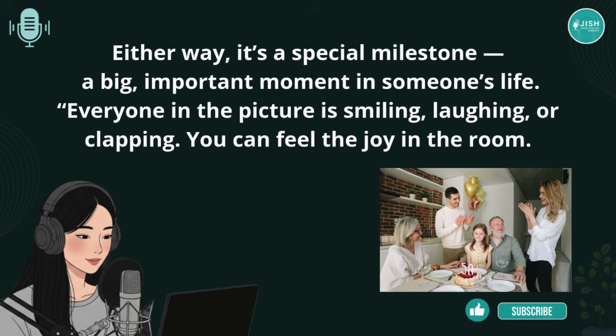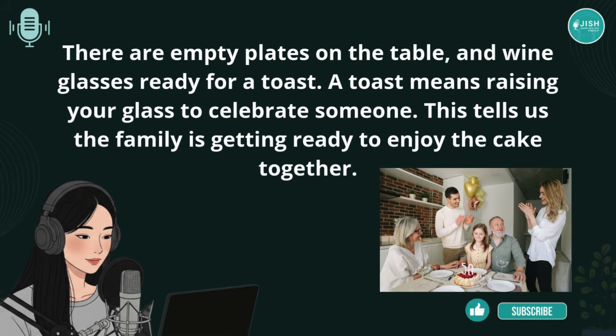Everyone in the picture is smiling, laughing, or clapping. You can feel the joy in the room. There are empty plates on the table and wine glasses ready for a toast. A toast means raising your glass to celebrate someone. This tells us the family is getting ready to enjoy the cake together.